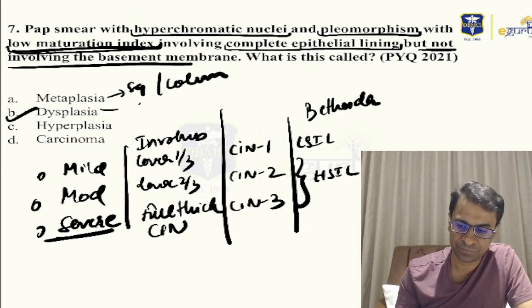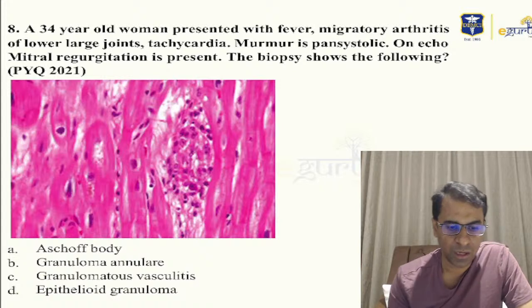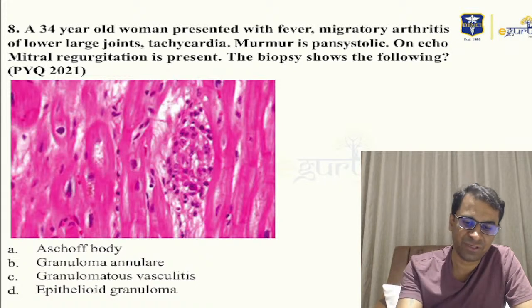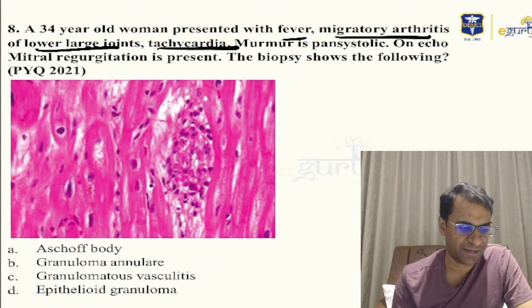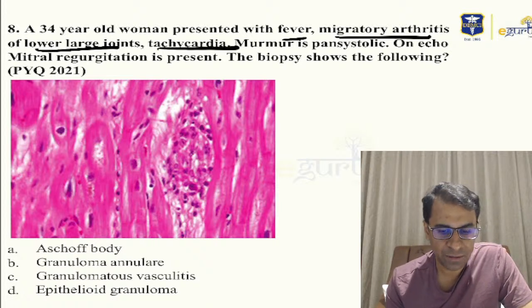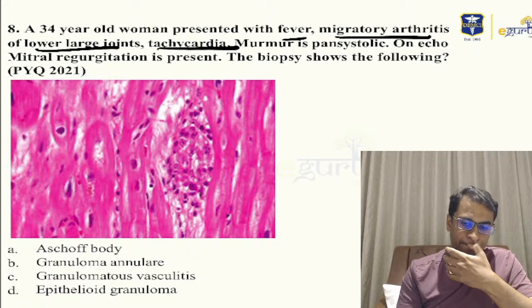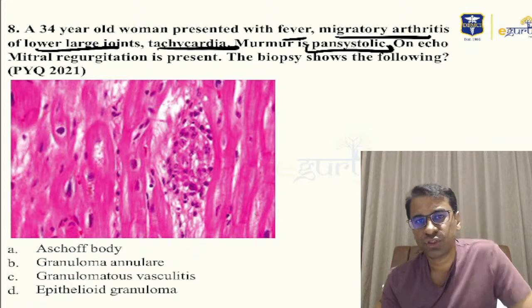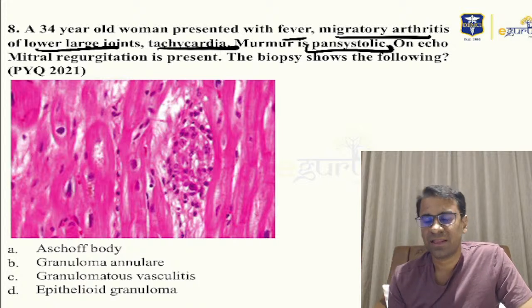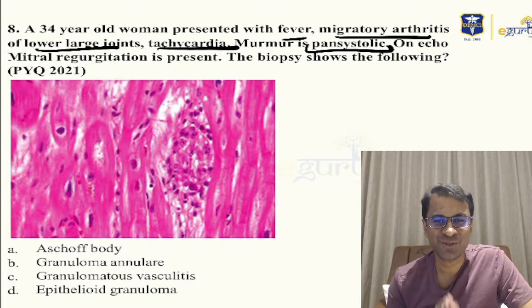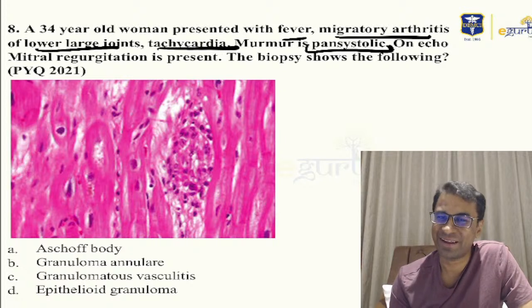Next, the case. A 34-year-old woman has fever, migratory polyarthritis of lower large joints, and she has tachycardia. The murmur is pansystolic. So look at this biopsy here and tell me what you think is the diagnosis. The question is so simple because it has given you so much important history.